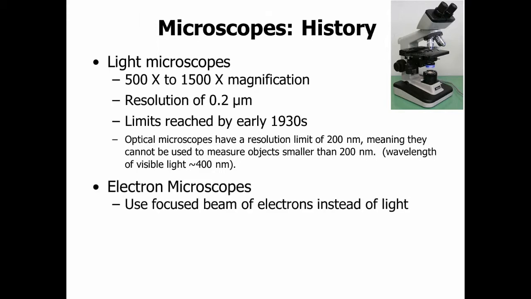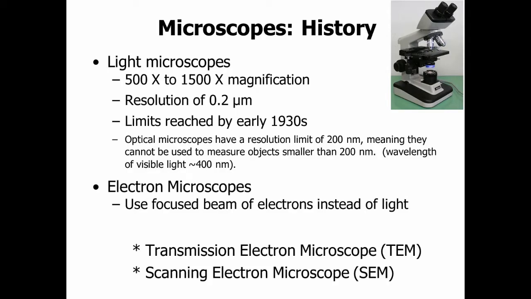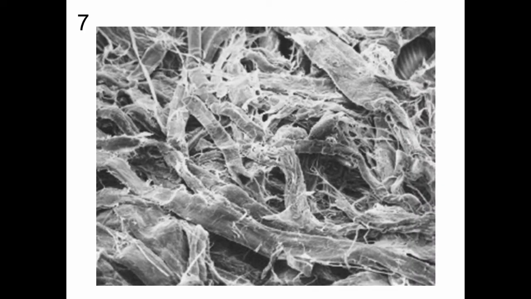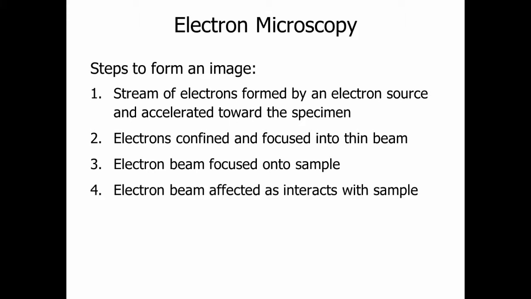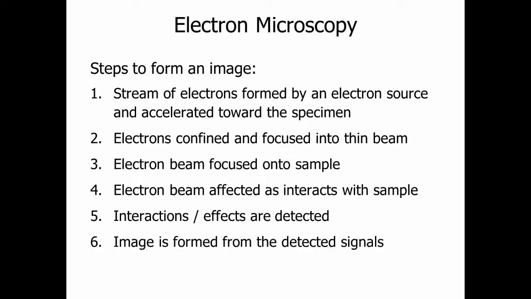So we need to use an electron microscope. This is a little bit different. It involves a beam of electrons instead of light. The big examples are transmission electron microscopes, or TEM, and scanning electron microscopes, SEM. All right, so how do electron microscopes work? First, a stream or beam of electrons is formed by some sort of source, and they're accelerated or aimed at your specimen. Those electrons are focused into a thin beam onto your sample, and these electrons interact with your sample. Based on the interactions, those effects are detected and an image is formed.